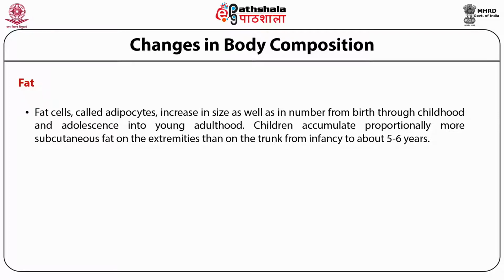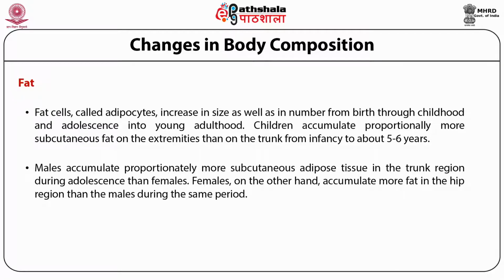Children accumulate proportionally more subcutaneous fat on the extremities than on the trunk from infancy to about 5 to 6 years. Then, proportionally, more subcutaneous fat accumulates gradually on the trunk until adolescence. Males accumulate proportionately more subcutaneous adipose tissue in the trunk region during adolescence than females. Females, on the other hand, accumulate more fat in the hip region than males during the same period.